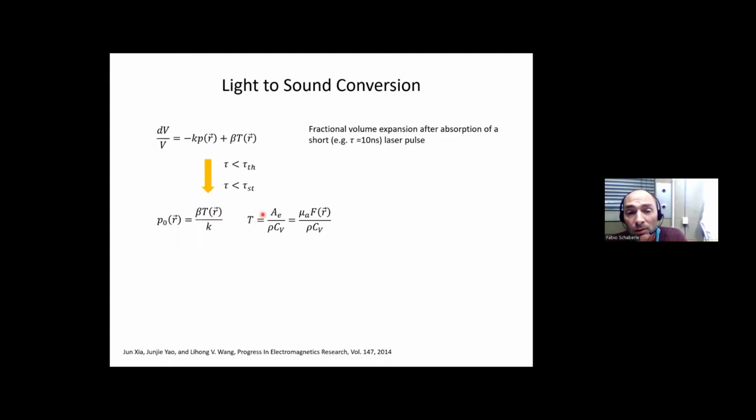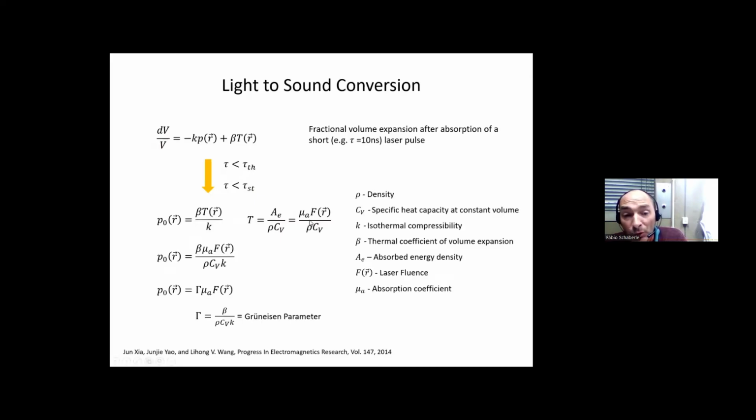Well, the temperature can be written in function of the absorbed energy. And the absorbed energy can be written in terms of the absorption coefficient and the laser fluence. So we have the pressure wave in function of a molecule property, that is the absorption coefficient, and in function of the laser fluence. So if you have a molecule that absorbs lots of light or has a high cross-section of absorption, it will increase the pressure, or if you increase the laser intensity, it will increase the pressure too.